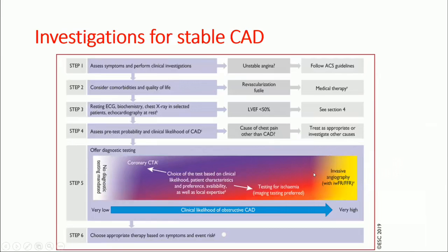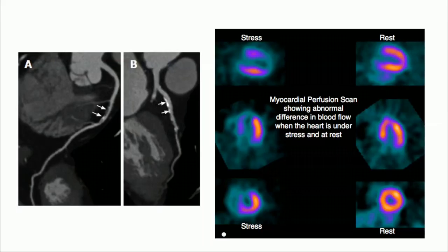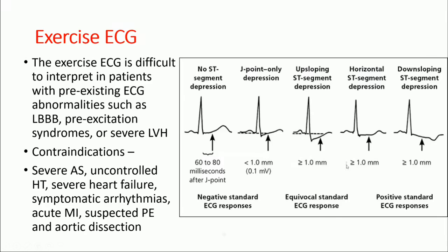Right. Any questions up to now from this? So this upsloping ST depression is considered an equivocal response. So it may or may not be significant. But clearly, if you see a horizontal or a downsloping, that is positive.